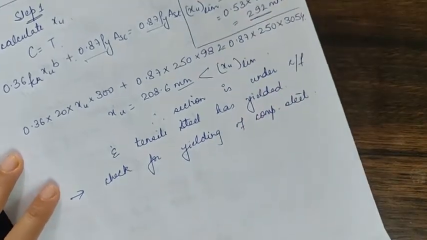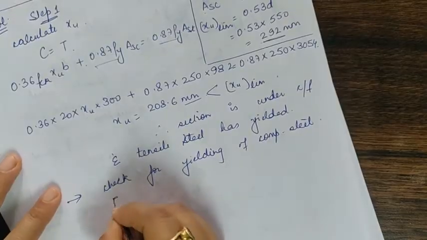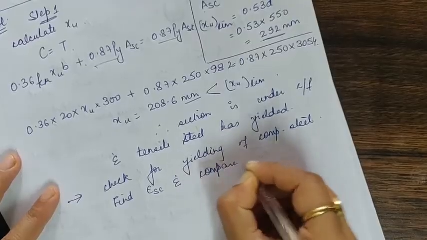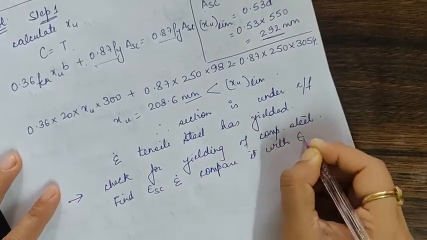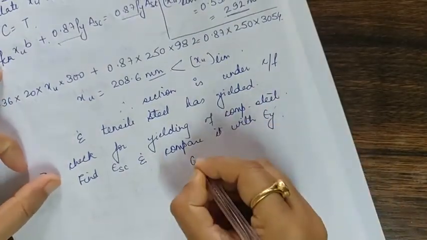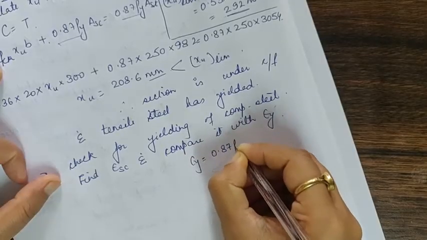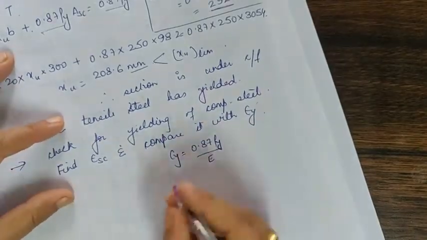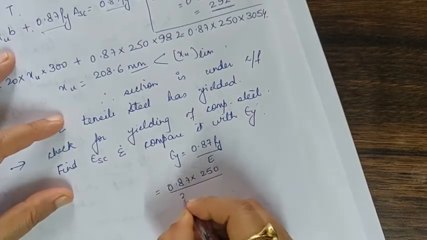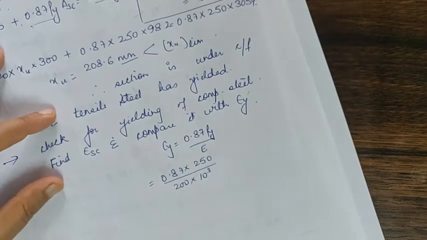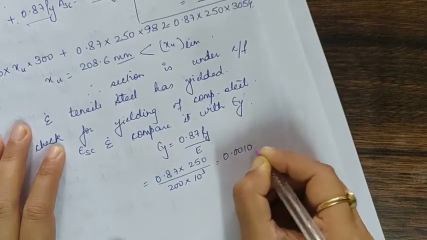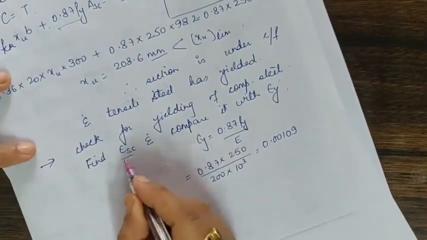Now how do I check for yielding of compression steel? I'll find epsilon SC and compare it with epsilon Y. Because I am using Fe 250, epsilon Y will be 0.87 Fy upon E. That is, Fy is 250, E is 200 gigapascal. I'll convert it into megapascal. So this value is coming out to be 0.00109.